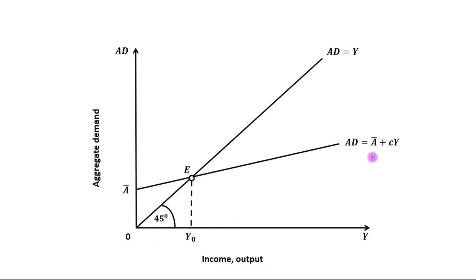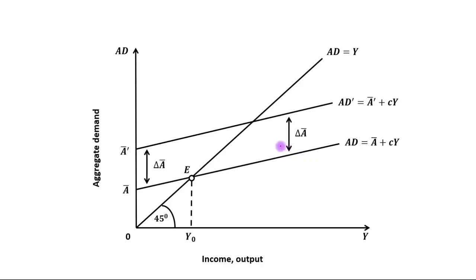Now suppose that autonomous spending increases, then AD will increase and this will lead to an upward shift of the AD curve. This is the new AD curve where autonomous spending increases from A bar to A bar dash. The difference between those two AD curves will be change in A bar. You can see that at the initial equilibrium point aggregate demand exceeds output by change in A bar.